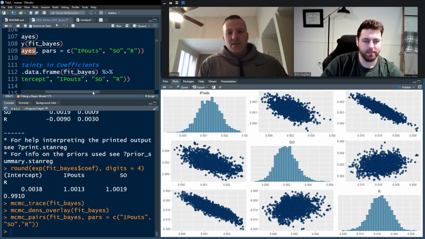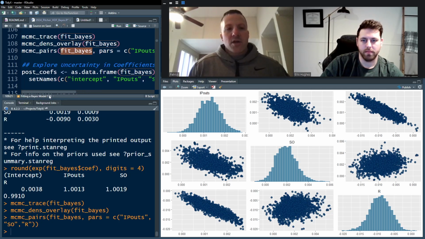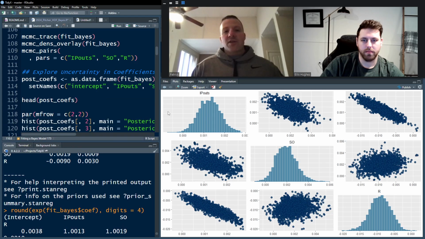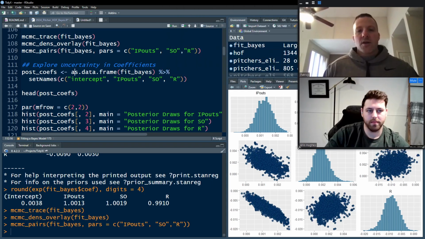And so that's a little bit about the actual model itself and extracting out the coefficients. Of course, we know that these coefficients have uncertainty to them. That's the whole point of doing Bayes, is exploring our uncertainty. So we can grab that uncertainty by basically calling as data frame on the model.